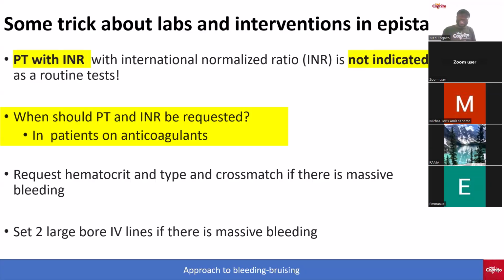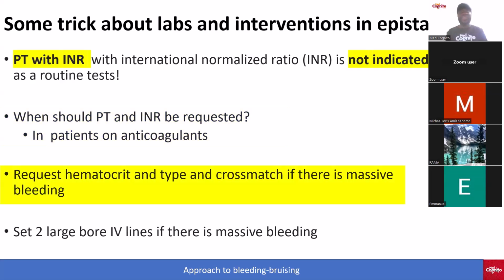The only time you want to request for PT and INR in a patient with epistaxis is if you are told that the patient is on either warfarin, low molecular weight heparin, unfractionated heparin, or any of the DOACs like rivaroxaban, apixaban, and dabigatran. That is when you want to request for PT and INR. So don't be answer triggered to the extent that as soon as you see PT and INR, you say yes. Please remember that when you came to MedCognito, Dr. Bruni told you the conditions under which you request for PT and INR as part of your blood work for patients with epistaxis: if the patient is on anticoagulants.